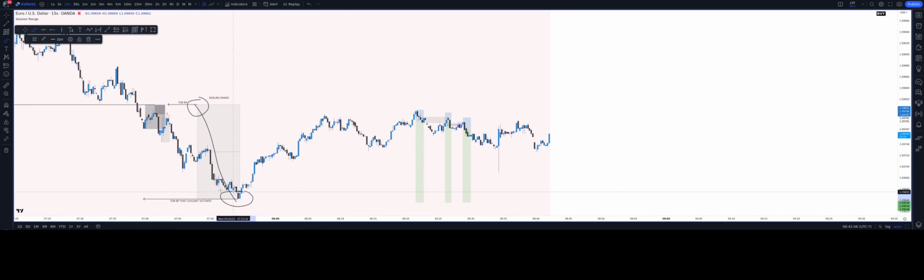So, what is a dealing range? Would be the first question we need to ask, right? And quite honestly, a dealing range is literally just a range in which price is transacting. So right now, I've identified a dealing range from this high point here down to this low point here.